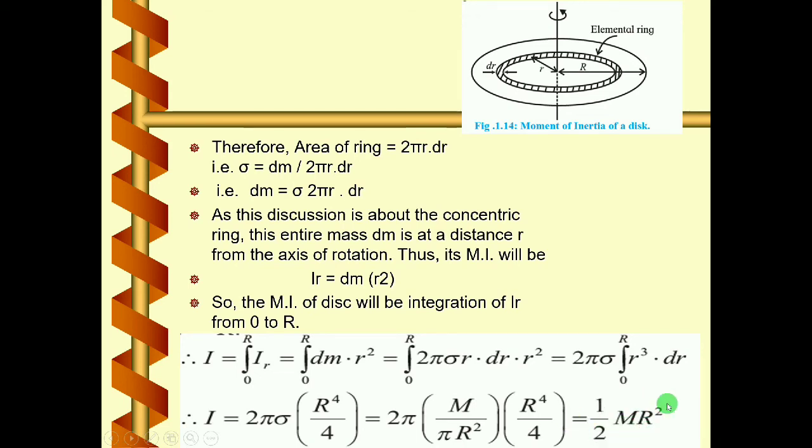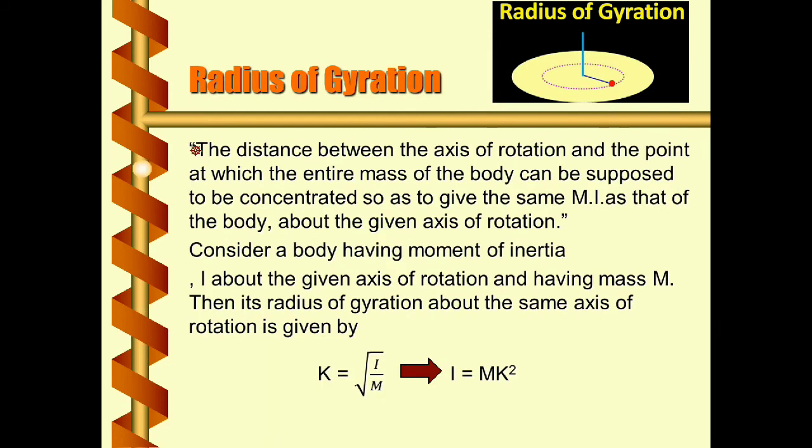This is nothing but the total moment of inertia of a uniform disk when it is rotating about an axis passing through its center and perpendicular to its plane. So this is the derivation, which can be asked for 3 marks.